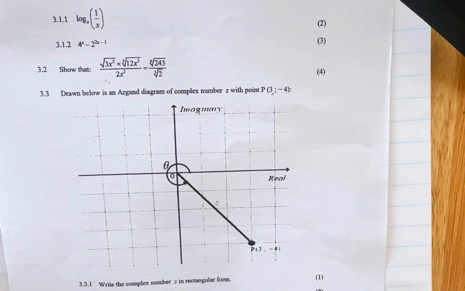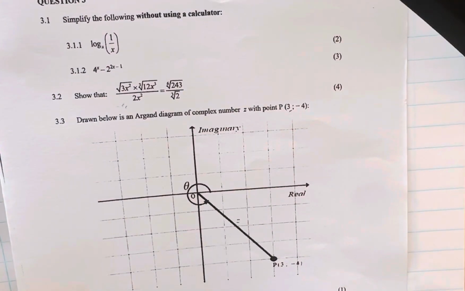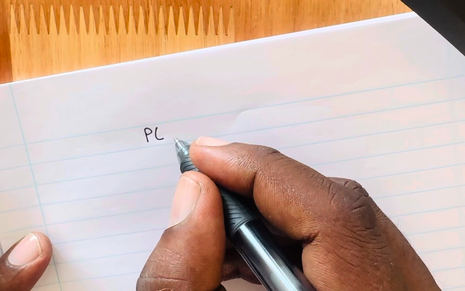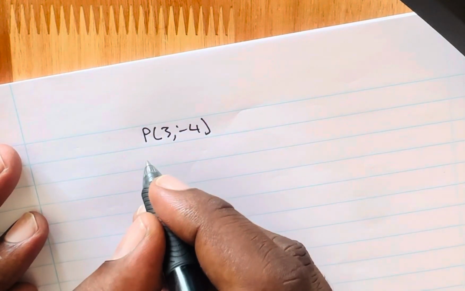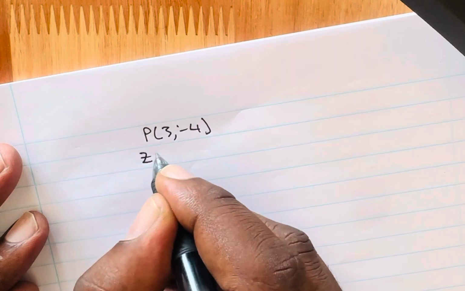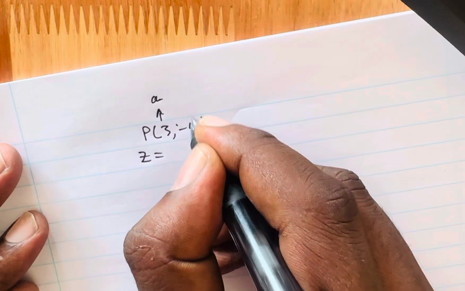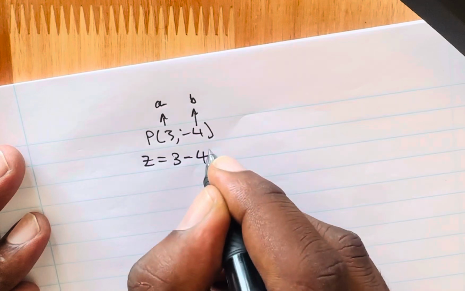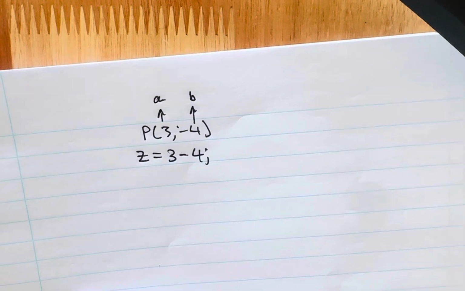So let me just write down the data that we are given. Our point is P, which is 3 and negative 4. That is our point. It simply means we're having our complex number Z, where 3 is the real part, the value of A, and negative 4 is the imaginary part, the value of B. So Z is 3 minus 4i. It will be our complex number. We haven't answered the question, we're just analyzing the data now.